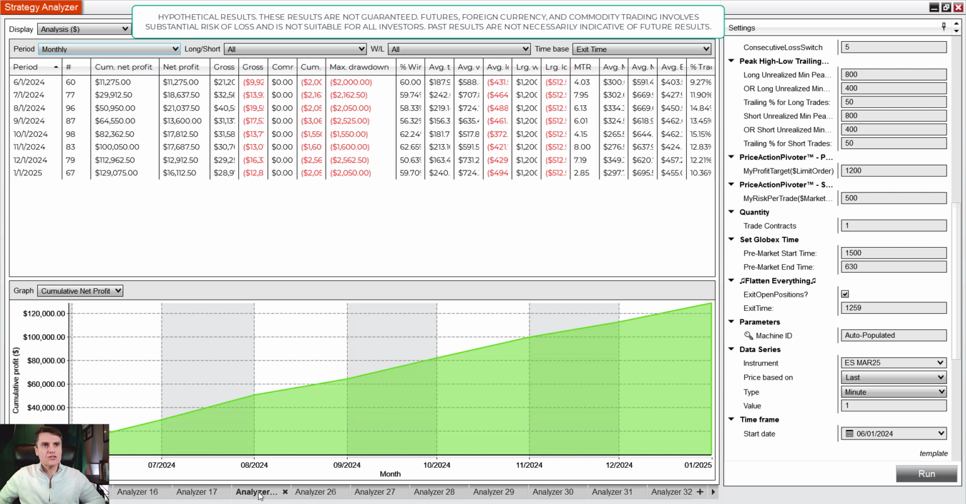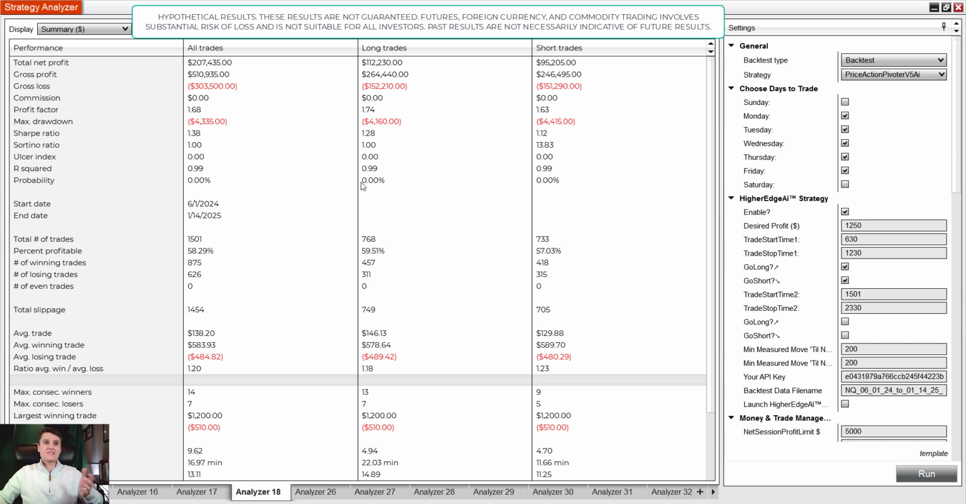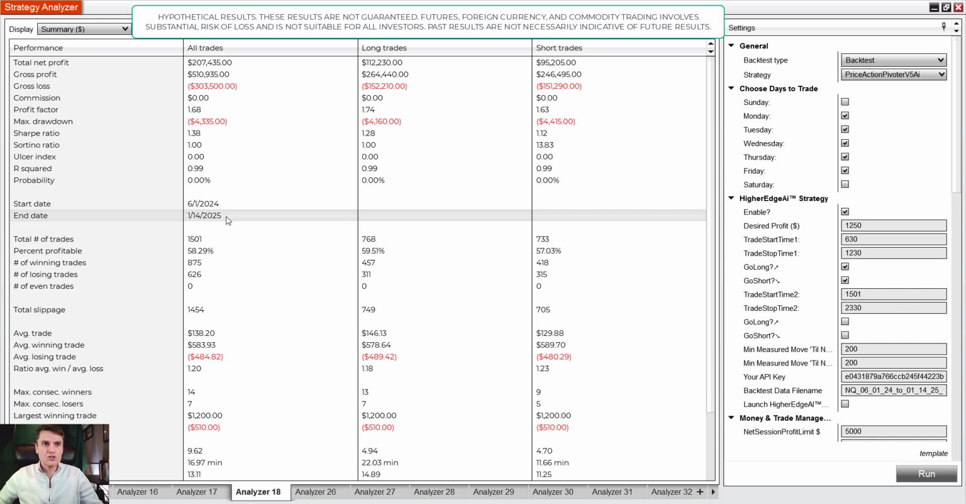I guess the next thing I should show you would be this is NQ. So this is NQ. This is approximately the same time frame. So this is June 1st of 2024 until June 14th, because that's when I ran it. I ran this one first, and then I ran ES, June 14, 2025. I ran ES the next day.